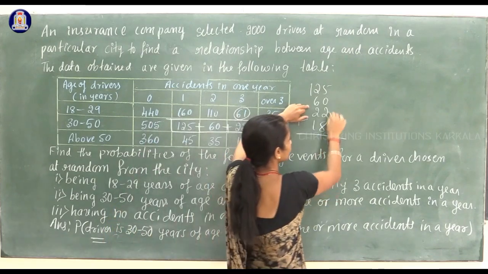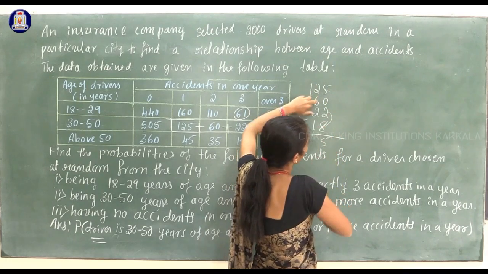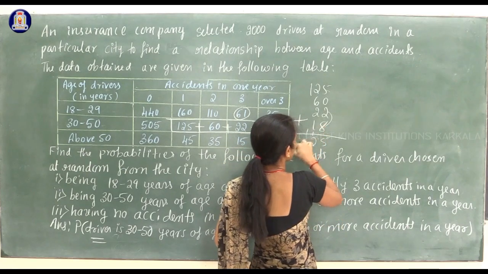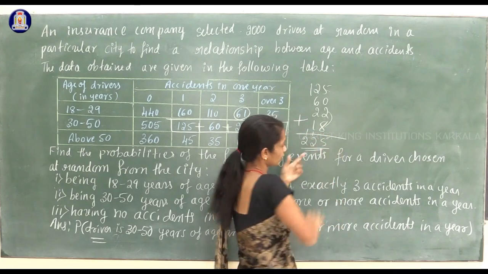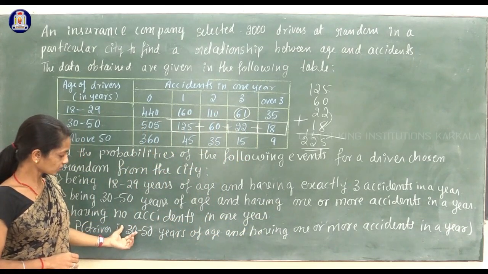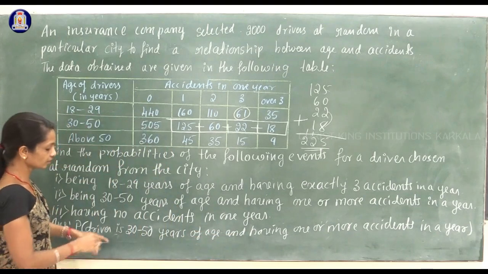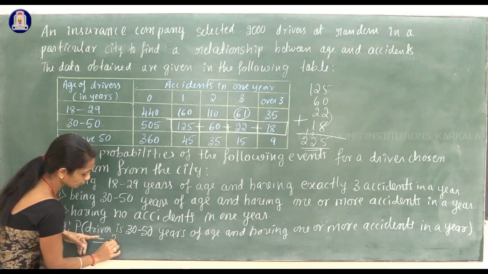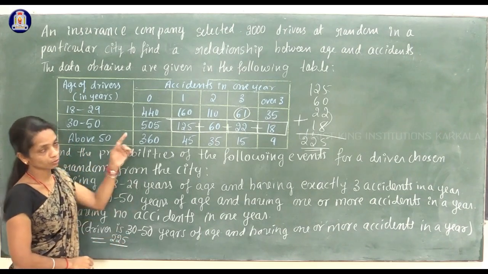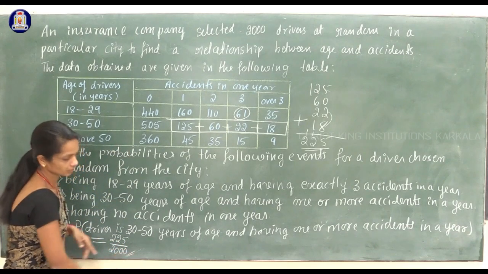That total gives you 8 plus 2 is 10, plus 5 is 15, 1 left, 2 plus 6 is 8, 8 plus 2 is 10, 10 plus 2 is 12, 1 left, 225. So 225 is the number of drivers between age 30 to 50 years having one or more accidents in a year. In the numerator you write 225, dividing by the total number of drivers. Total how many drivers are surveyed? Total 2000 drivers are surveyed.